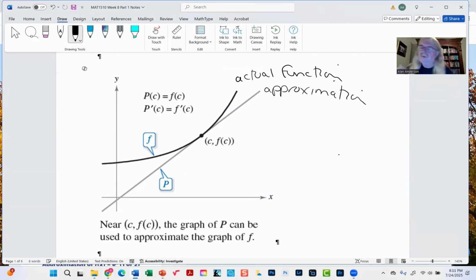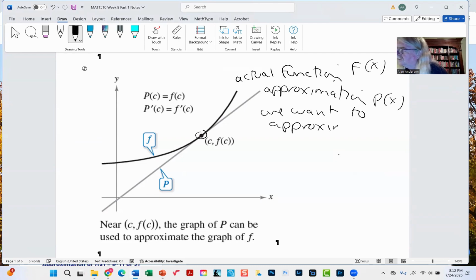Now, if you notice, what we're really interested in is the approximation at a specific point. In this case, that would be the point c, f of c. So what we would like to be able to do is come up with a functional form that gives us the correct value of the original function, f of c, at that point on the approximation, which is p of c. Okay, so here, this is f of x. This is p of x. We want to approximate f of c with p of c.